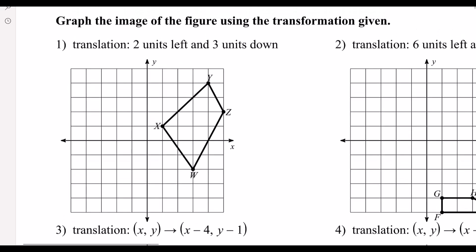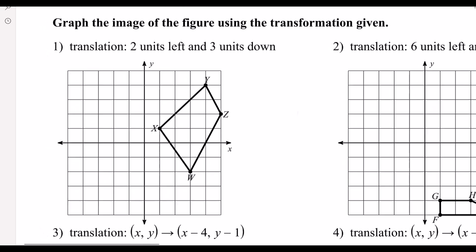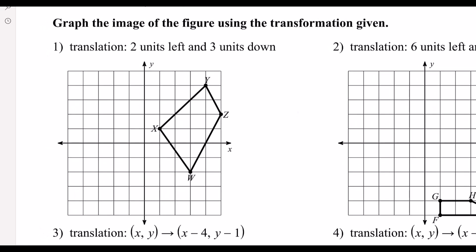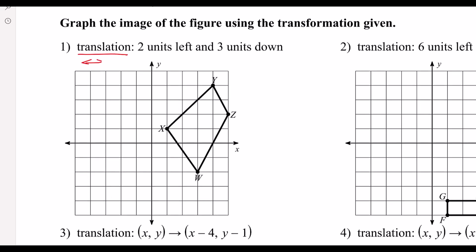Okay, week 7. We're going to talk about transformations and specific types. The first type we're going to be talking about is translations. Translations tell us shapes or points can only move left or right or up or down.